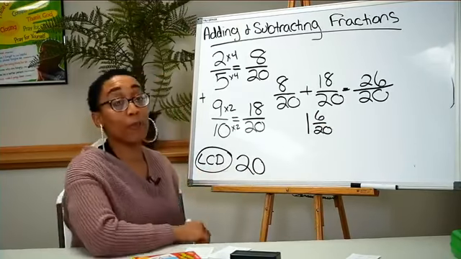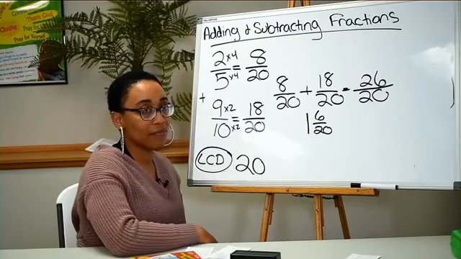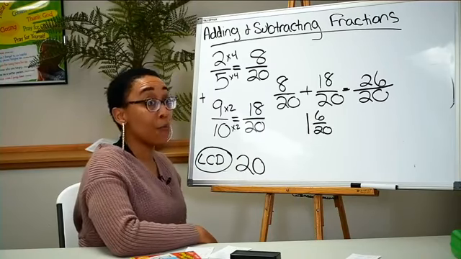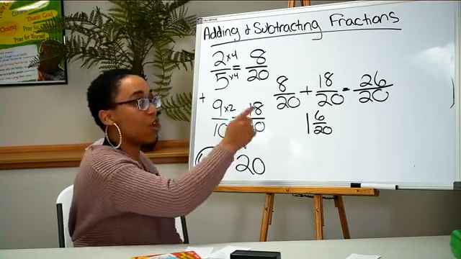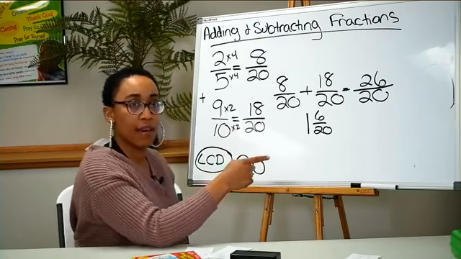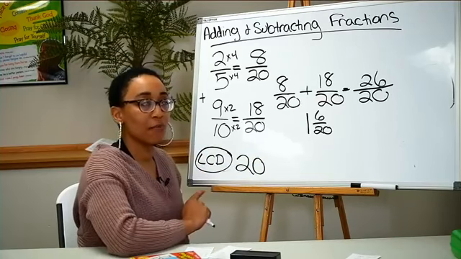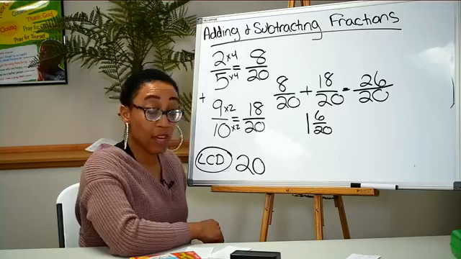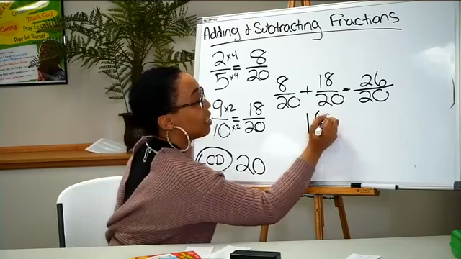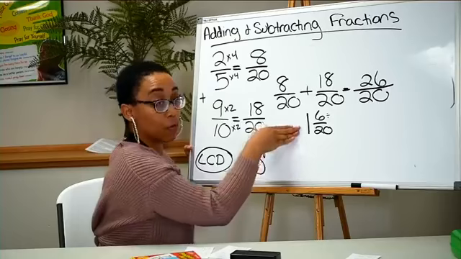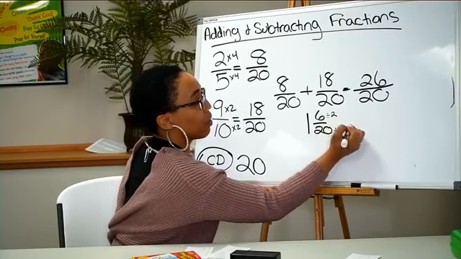Oh, can we reduce? We sure can. 6/20. Can we reduce that? We can. If you ever don't know where to start, like I know I could reduce that, but I don't know with what number. If they're both even numbers, which they pretty much need to be to reduce, start with 2. Okay? So we're going to divide the 6, and we're only working with the 6/20. We're leaving the 1 alone.